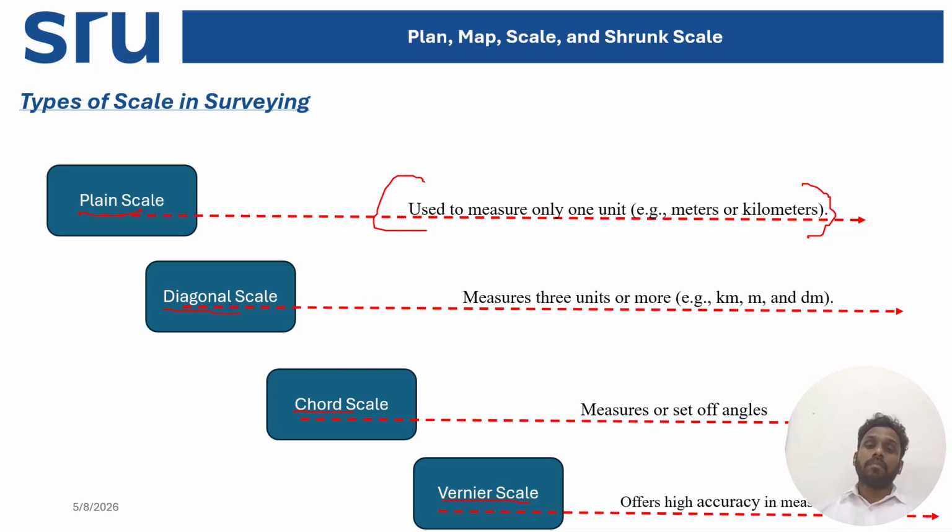Then the diagonal scale measures 3 units or more. If the scale has three or more units to measure the same distance, that kind of scale is called a diagonal scale. Then the chord scale: when you are measuring a set of angles, or an included angle, that scale is called a chord scale. Then the vernier scale: for higher accuracy, if you are using a vernier caliper nearly to 0.1 mm, that scale is called a vernier scale. Now I'll see everything in a detailed way.